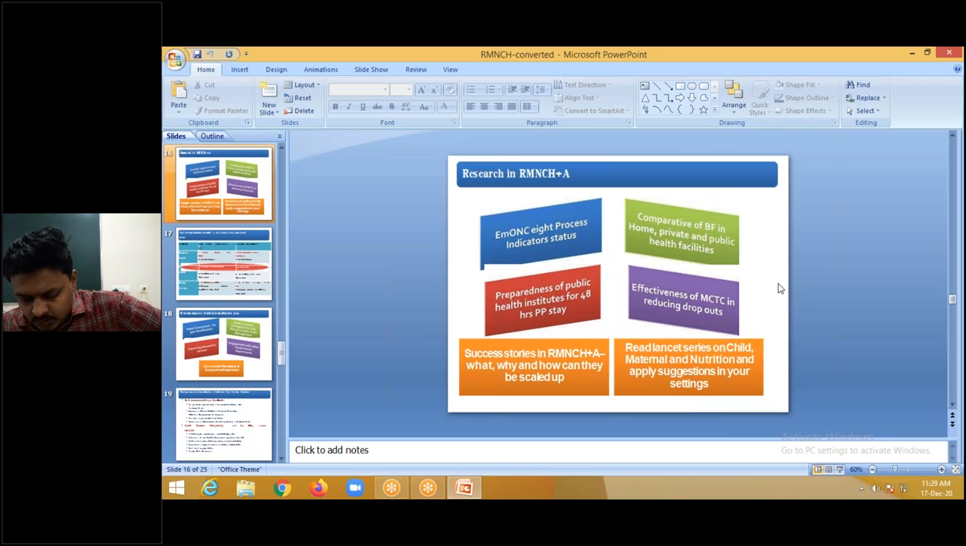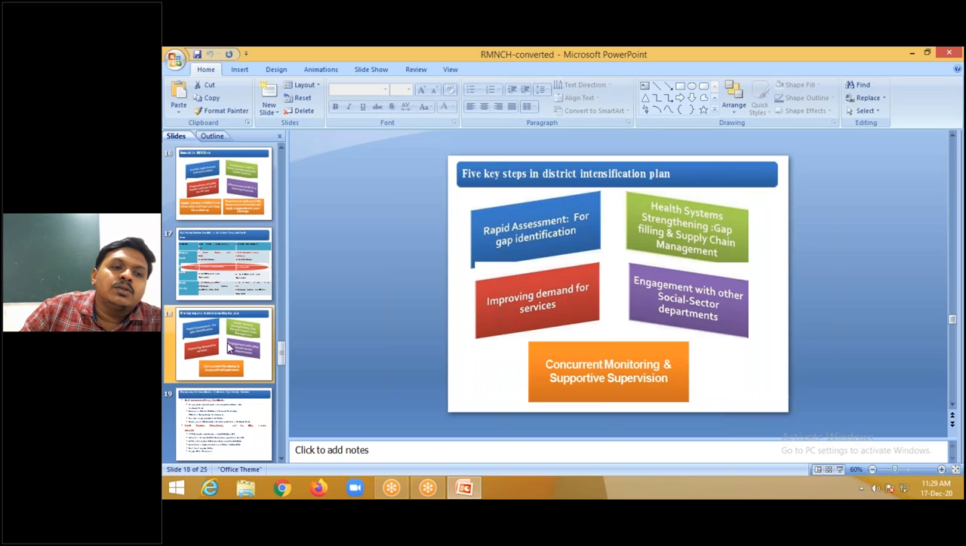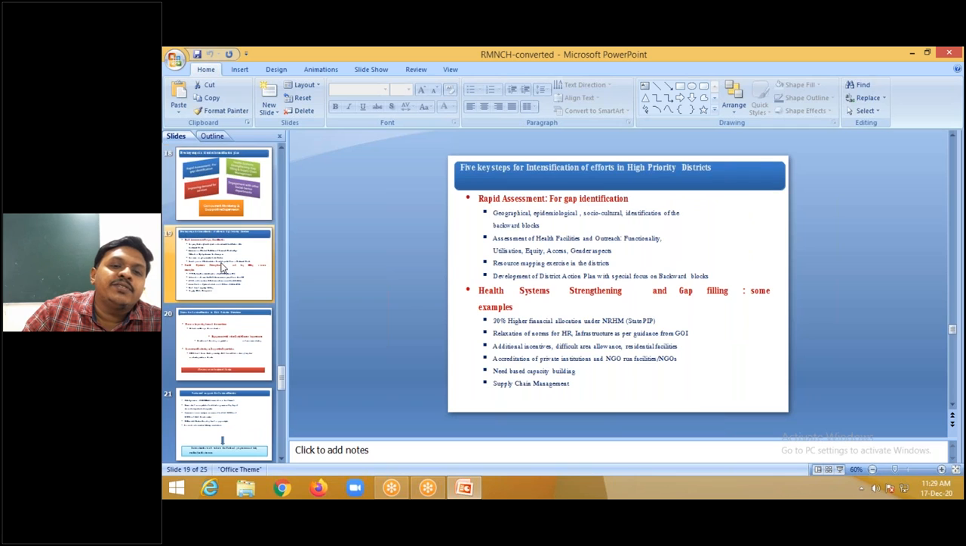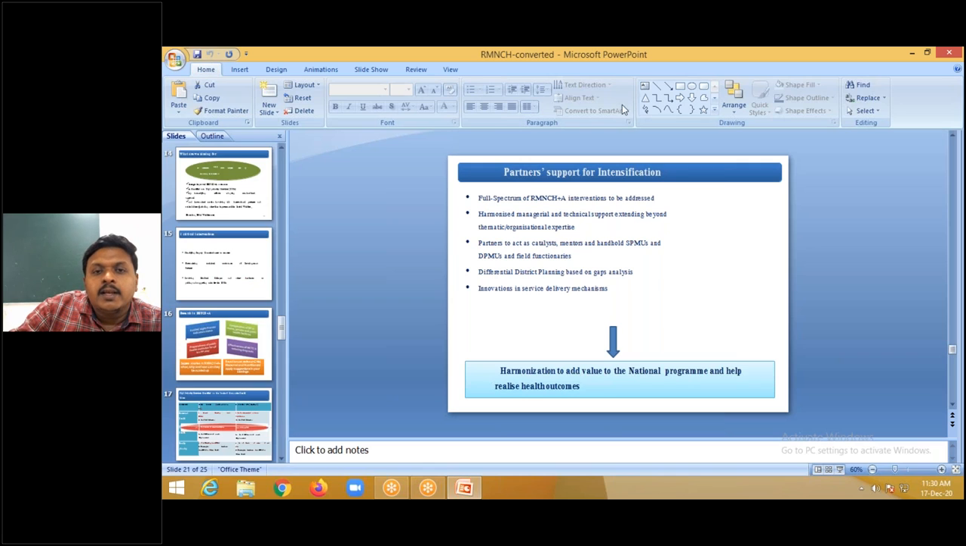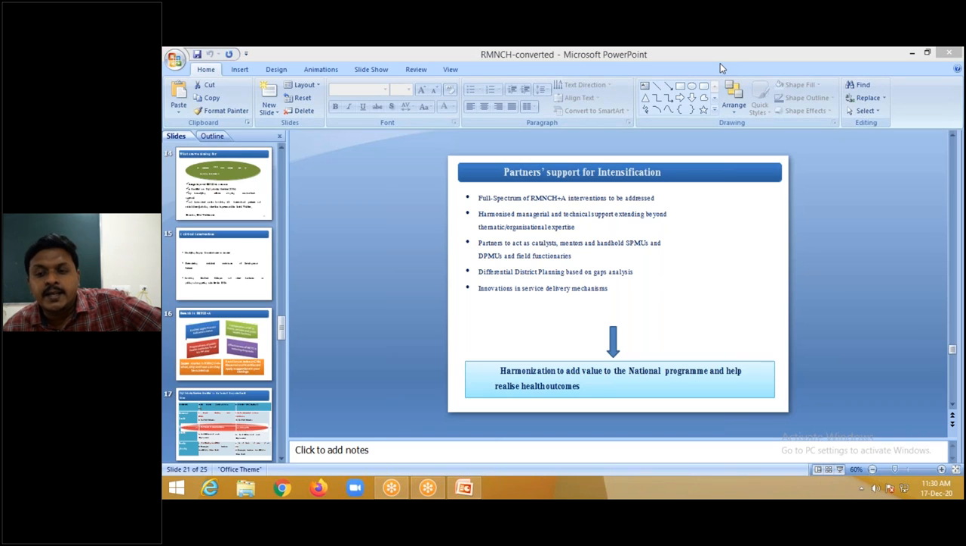In the next class we will deal with what goals and objectives have been reached till now. We have reached through RMNCH+A, and what research has been going on in this RMNCH. What are the key steps in this intensification plan, how the health system is being strengthened, and how the gaps have been filled. All these things will be explained in the next class. Is it clear so far? Up to now you have a certain idea of RMNCH+A. Okay, clear, all of you?